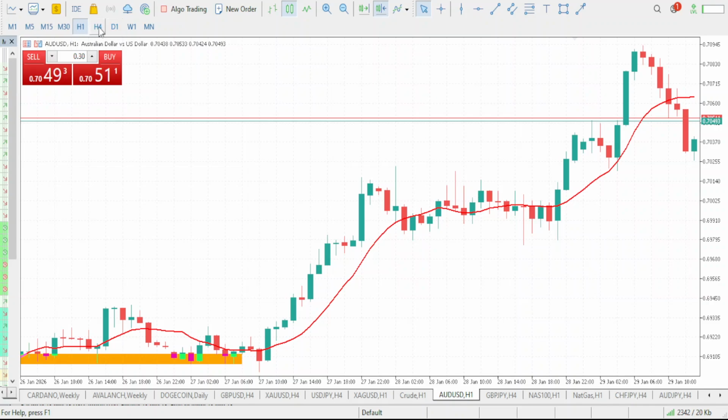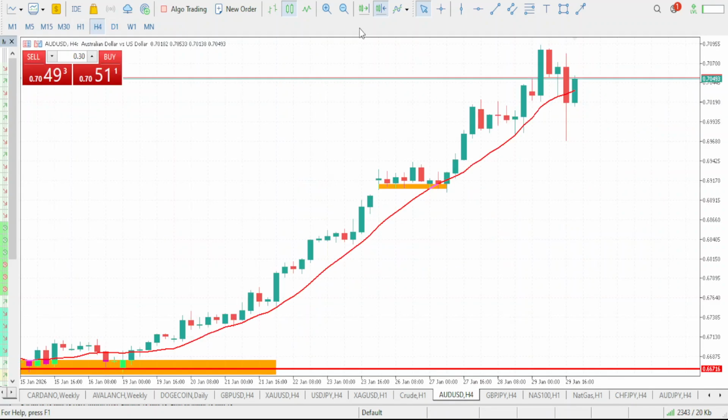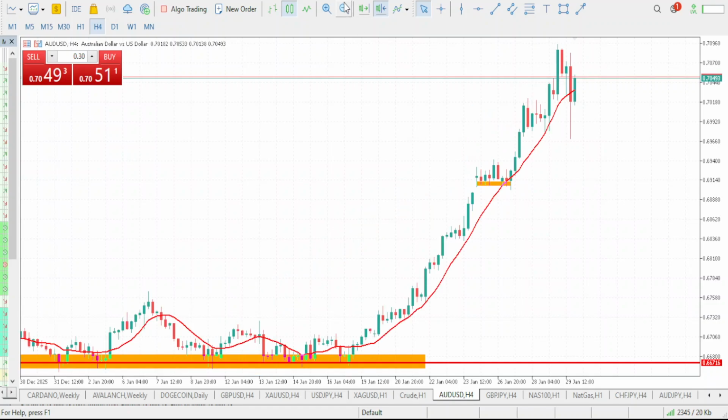Now, if you take a look at this our AUDUSD, you can clearly see that AUDUSD is in an uptrend move. We are having a series of higher highs and higher lows, right? It is very clear that AUDUSD is in a bullish move.